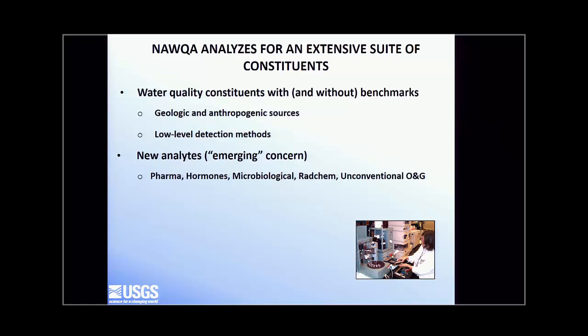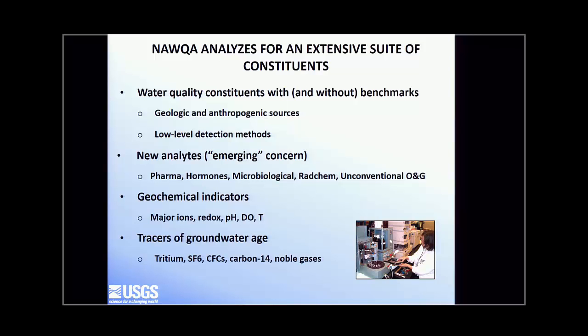The USGS also samples for new analytes, sometimes called emerging constituents. We're sampling every supply well we go to, whether it's domestic or public supply, for a long list of pharmaceutical compounds, hormones, microbiological indicators, a lot of these are new, a long list of radiochemistry, and unconventional oil and gas markers. We routinely sample for geochemical indicators, major ions, redox, pH, dissolved oxygen, and temperature. And then a hallmark of the program is an exhaustive suite of age tracers: tritium, SF6, CFCs, carbon-14, and the noble gases.